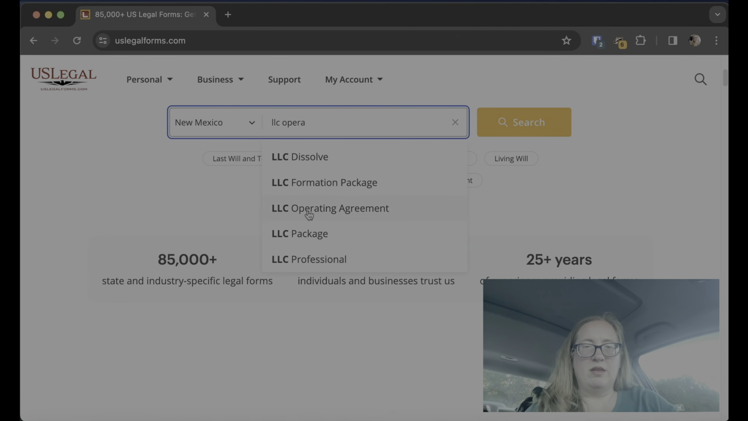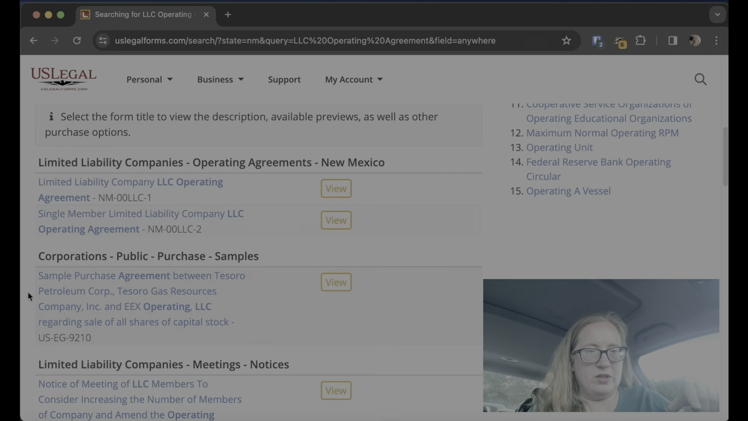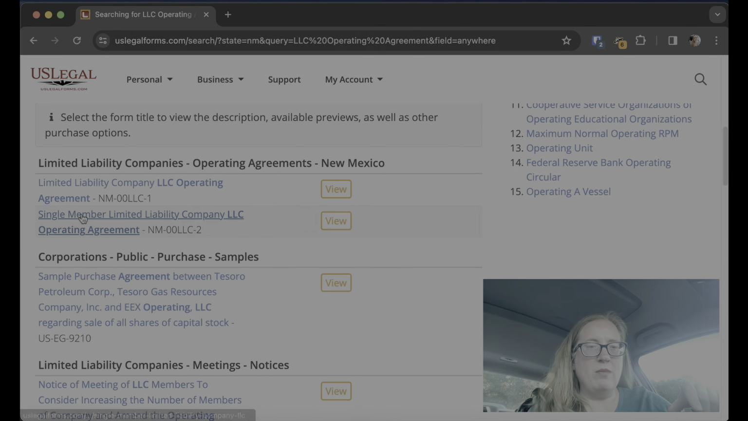Oops. There you are. Search. All right. Specifically, this LLC was set up in New Mexico, so we want an LLC operating agreement that's for New Mexico, which I don't have in my own personal templates because I'm a California lawyer, not a New Mexico lawyer. All right, so we scroll down, single member LLC.